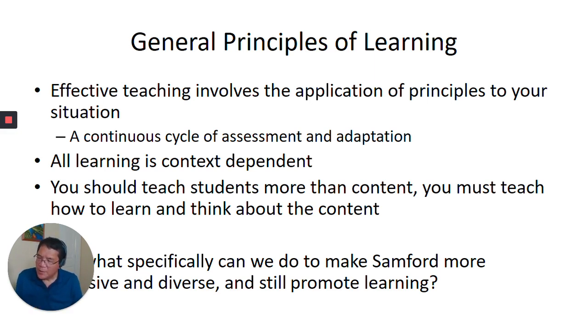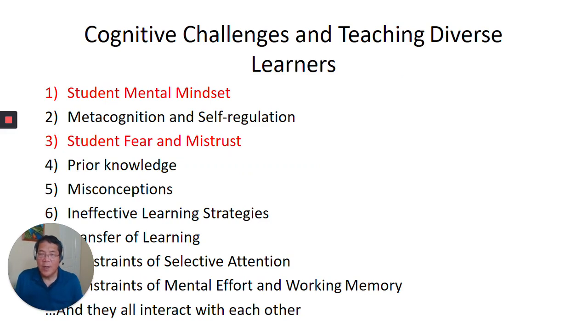Now I want to talk specifically about how we can help learners, especially those from first-generation families and those from marginalized groups. I've already alluded to this as I went through the challenges, but I want to spend more time talking about two specific aspects or challenges that are especially critical for dealing with marginalized students and with first-generation students, and that's student mental mindset and student fear and mistrust.